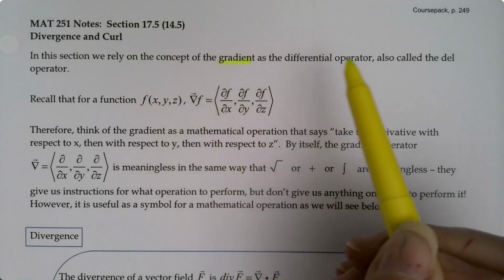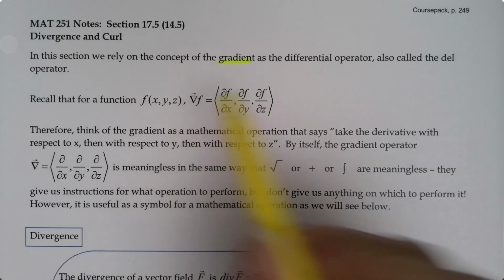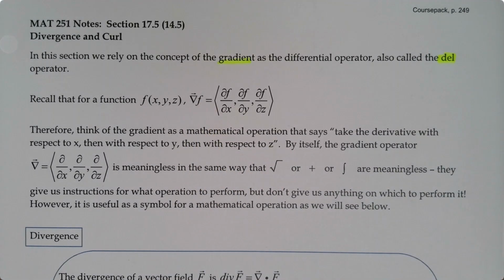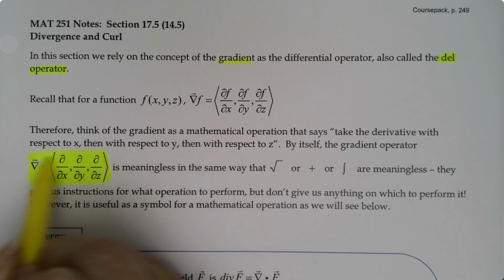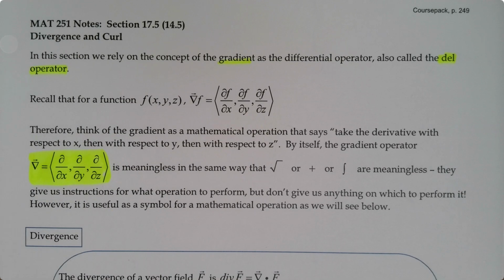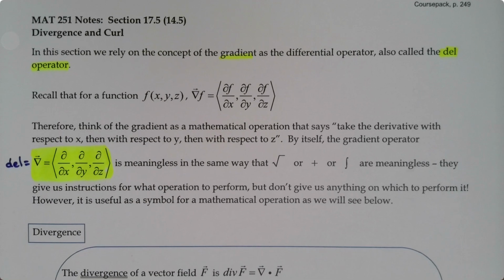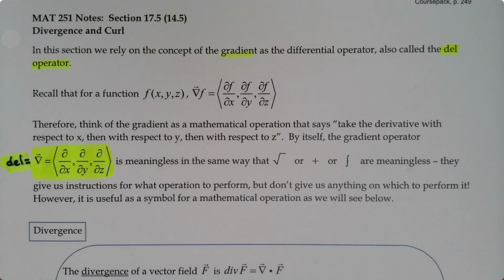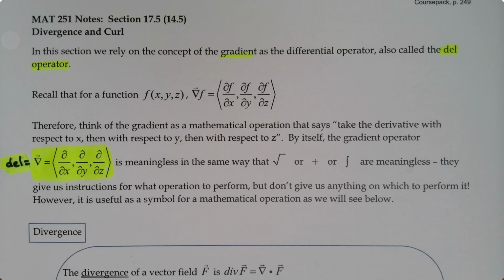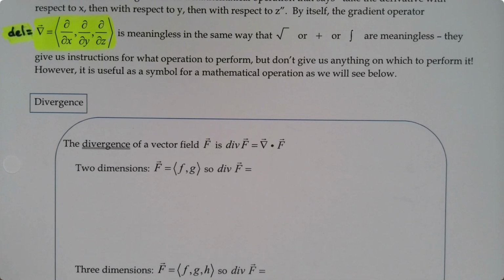Now, before we do that, we need to think about the gradient. The gradient has to be thought of not just as the gradient of a function, which we saw earlier, but we also want to think of it as its own operator, which we call the del operator. So the del is right here. It is considered to be its own operator, like the square root sign or the integral sign. It doesn't really mean anything on its own. It means you're going to do something, right? And it's called the del. It's a useful symbol that we're going to use right now in order to define divergence.